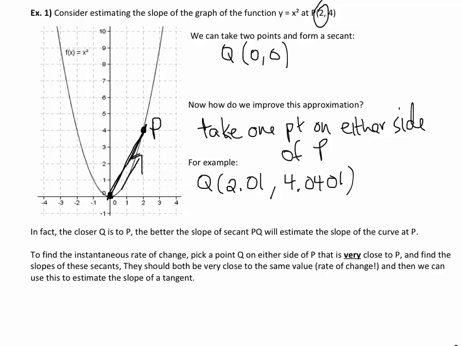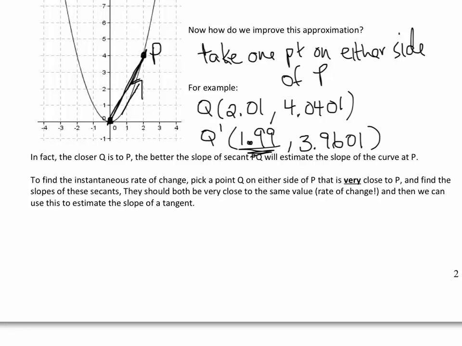4.0401. And then we're going to take a second point, let's just call it Q prime, on the other side of 2. So the other side of 2 would be 1.99. That is another number that is very, very close to 2. The corresponding y value is 3.9601.